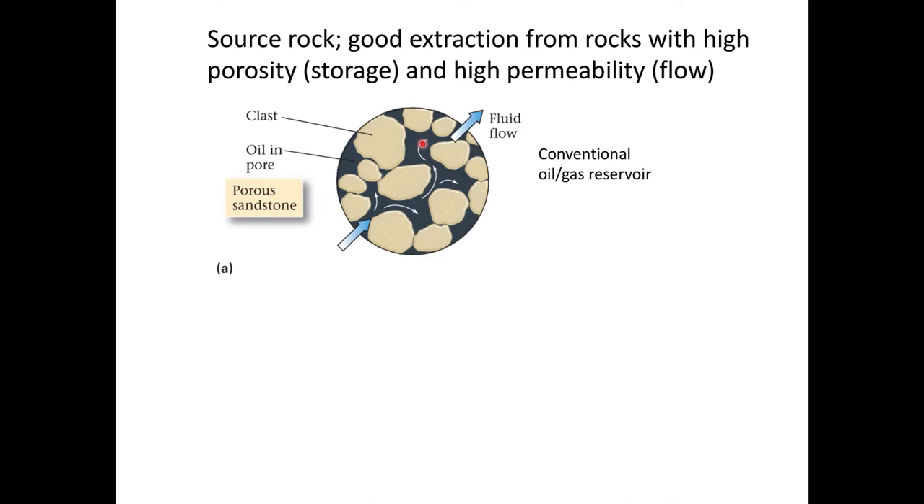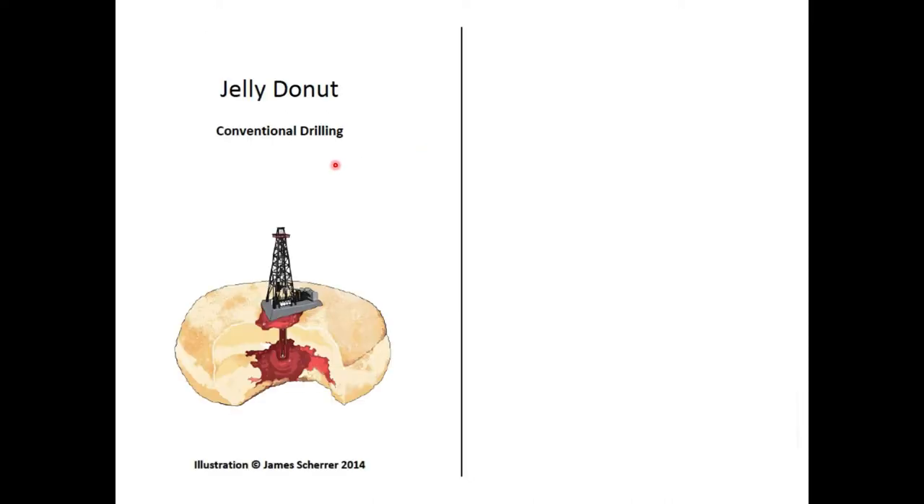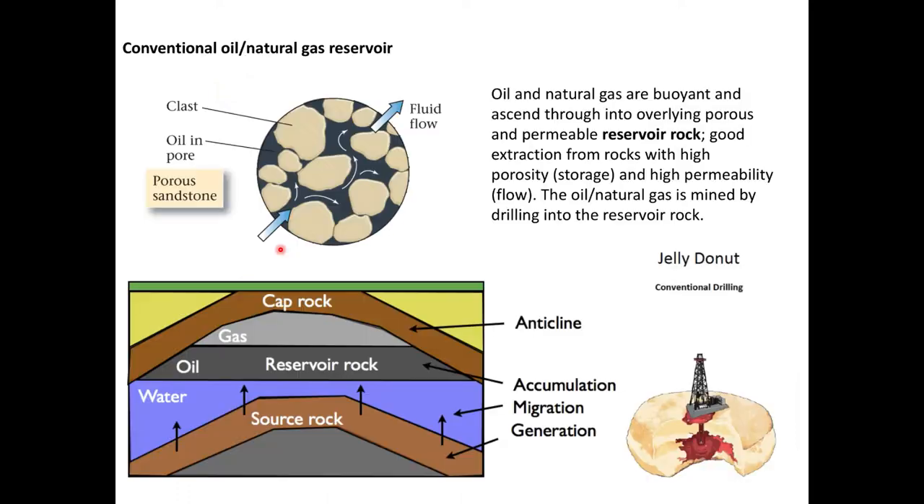You can think of it like a jelly donut. Imagine you had a nice, fluffy, just-baked jelly donut, and you know that right in the center is all of that jelly, and all of that jelly is in this big pore space, and all of the pore spaces are connected. If you put a straw right into that jelly, you could literally suck that jelly out without eating any of the donut, right? You'd get all the sugar and none of the carbs from the donut itself. This is how geologists extract oil and natural gas from conventional reservoirs, by drilling into this highly porous, highly permeable conventional reservoir and sucking the oil and natural gas out.